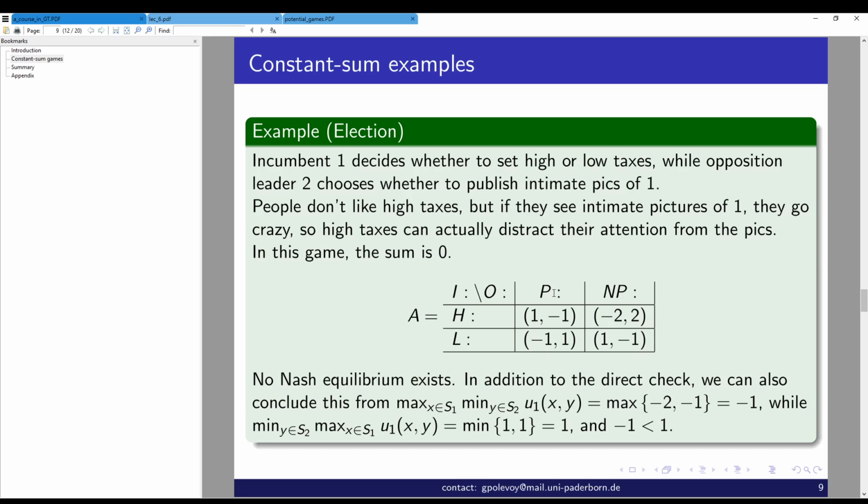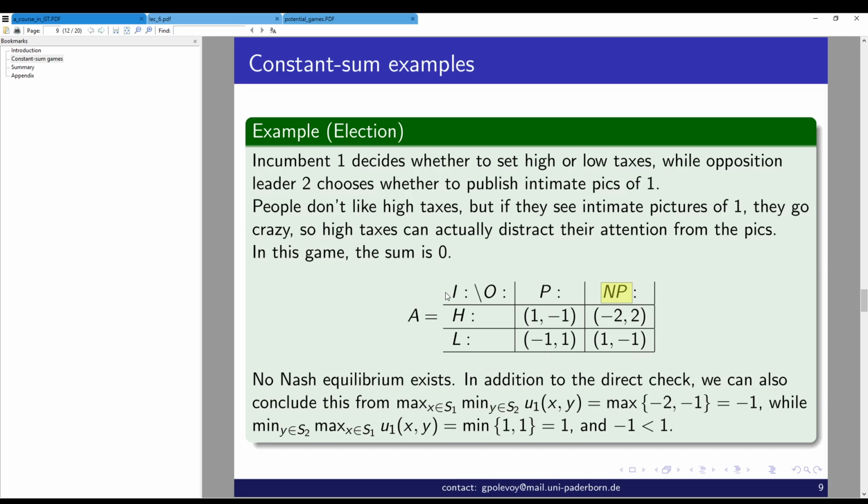Now the opposition leader can only influence the situation by publishing intimate pictures of player 1 or not. So the incumbent, in the matrix I denote him by I, chooses between high and low taxes, and the second guy, the opposition leader, can choose between publishing, P, and non-publishing, NP, the pictures of player 1.